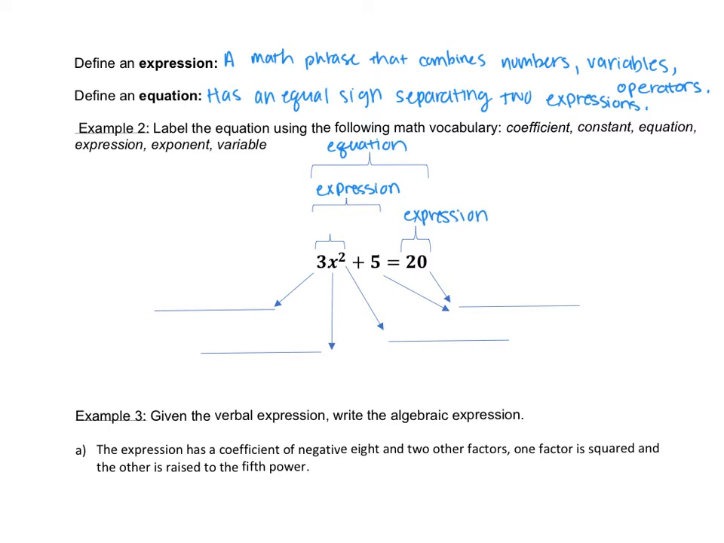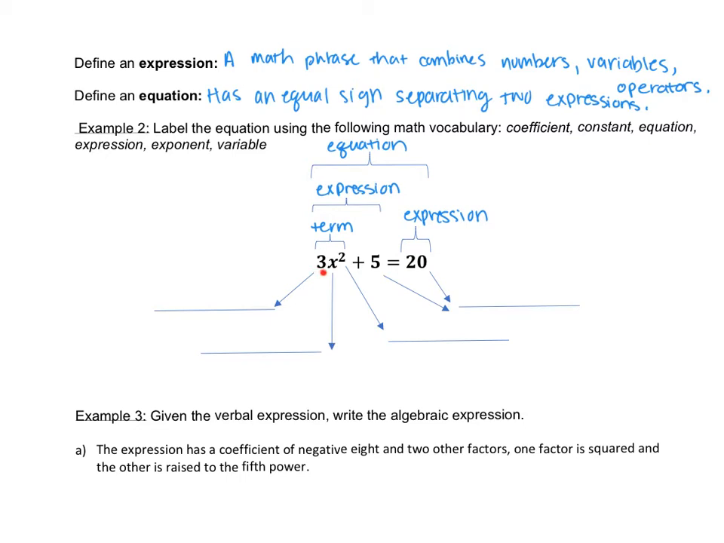So now let's get down to this bracket here. This bracket is focusing on just the 3x squared. Because this 3x squared is being separated by the plus sign, this expression has two terms. So this is one term. This is what we call a term. And the 5 is a term, the 20 is a term. So notice that two expressions make an equation. Expressions are made of terms.